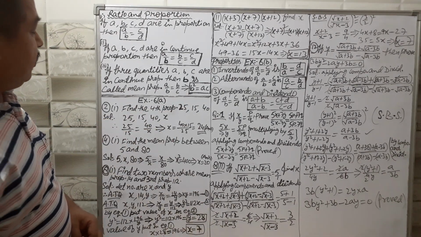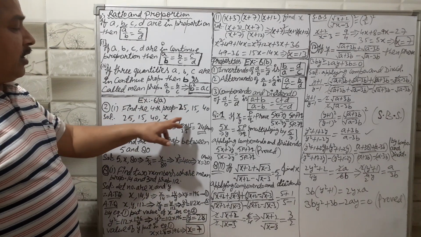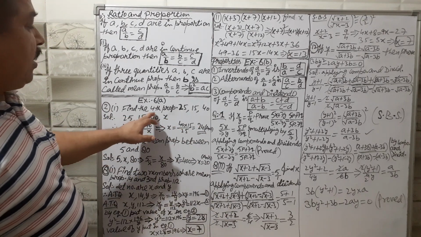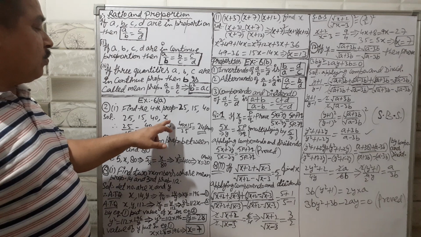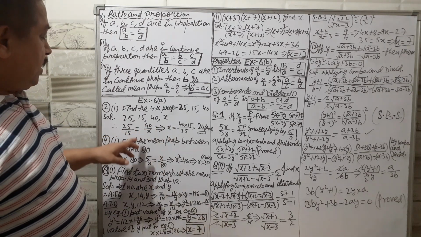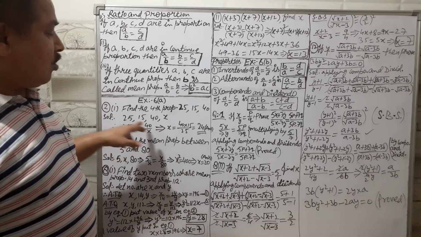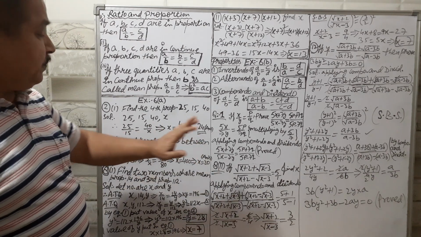Now see exercise 6a. There are 1, 2, 3 quantities given. They are asking for the fourth. Find the fourth proportion. Let the fourth proportion be x. Now write in proportion form: first upon second, third upon fourth. Cross multiplication. This is the answer.